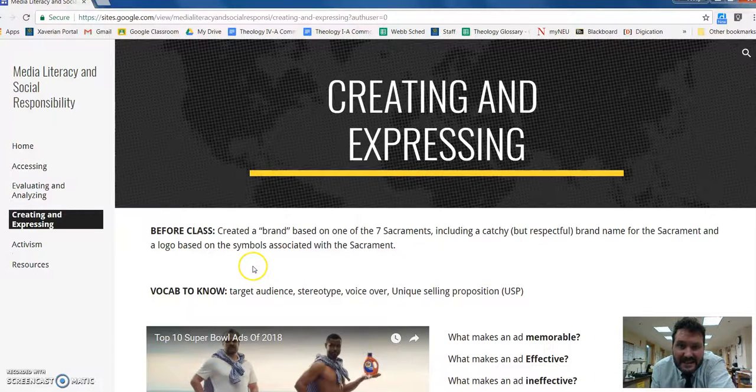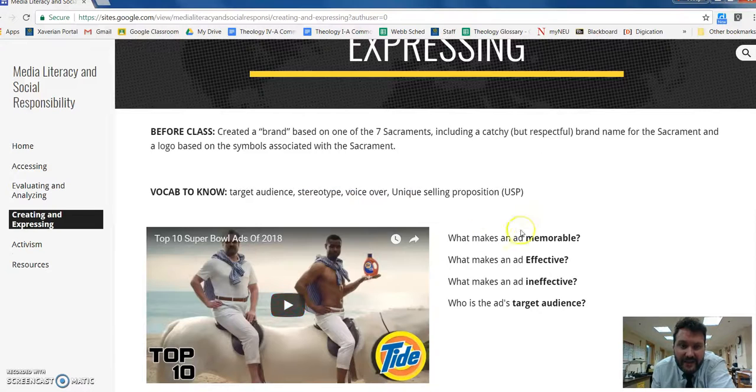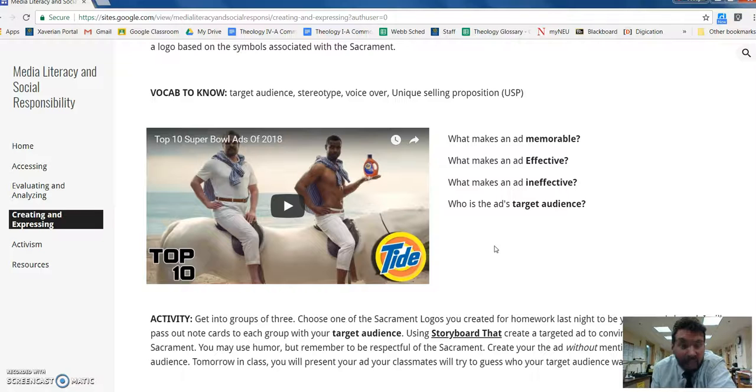The next lesson is around creating and expressing. Here students are going to create their own advertisement. Their homework assignment is going to have them develop a brand based around one of the 7 sacraments. And then from there, they're going to try and make their own ad.